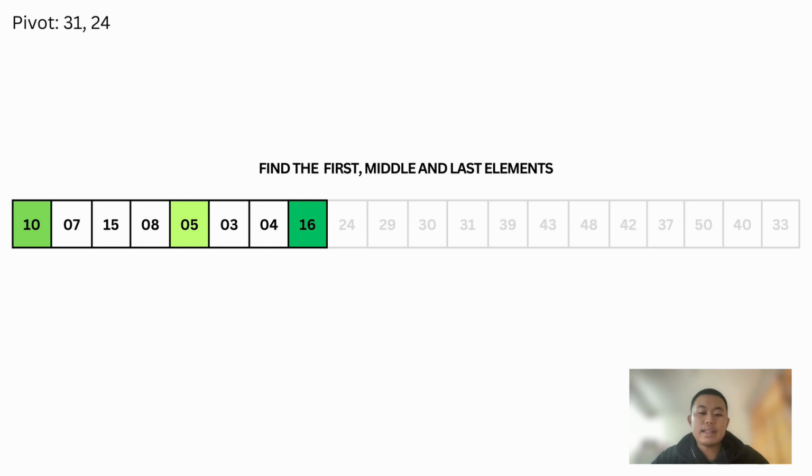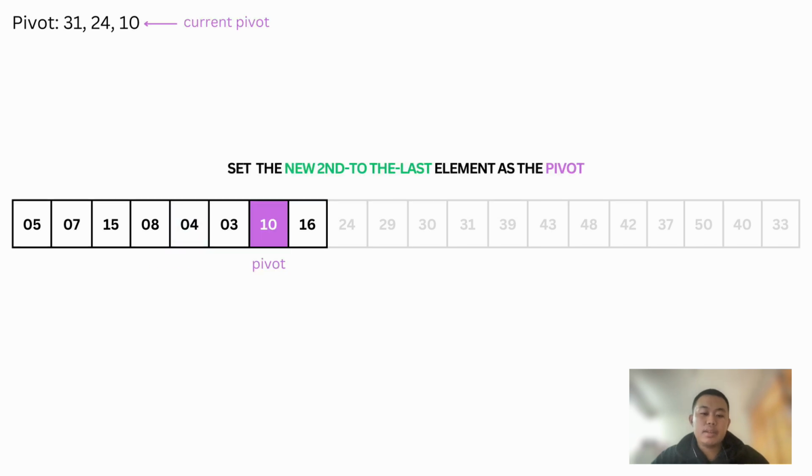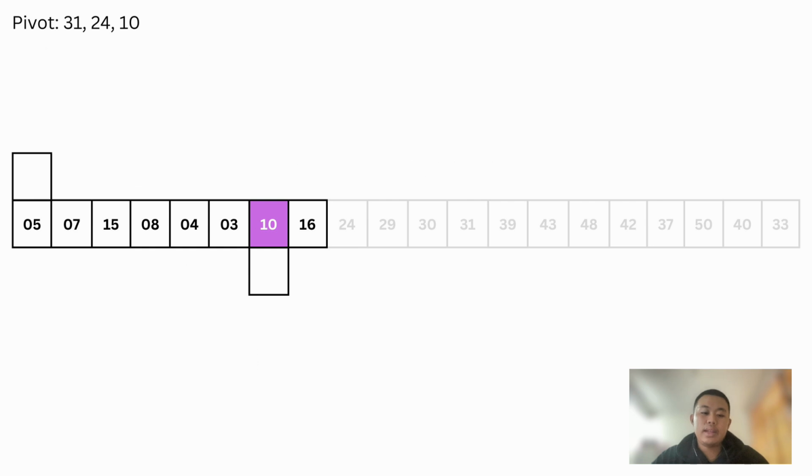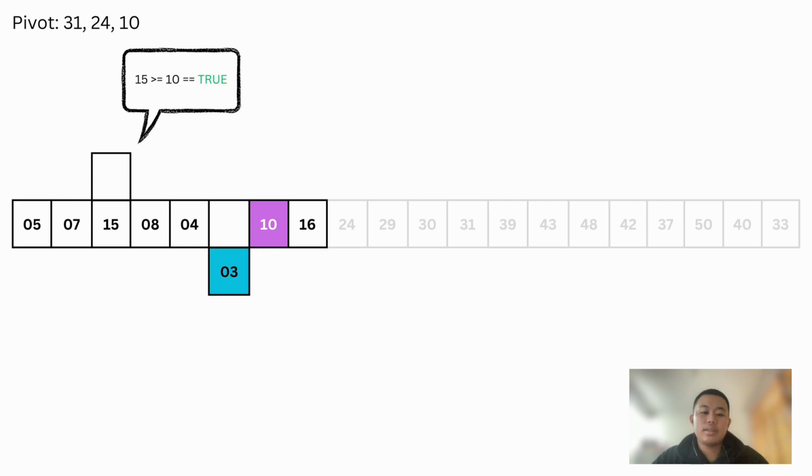Find the first, middle, and last elements and sort them. Then swap the middle with the second to the last element. And then make it the pivot. Then place the counters again. Then keep swapping the elements until they cross.